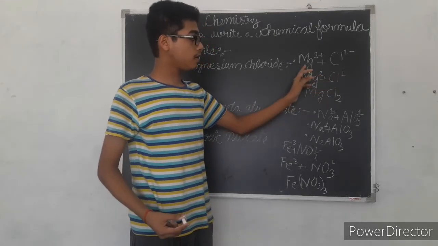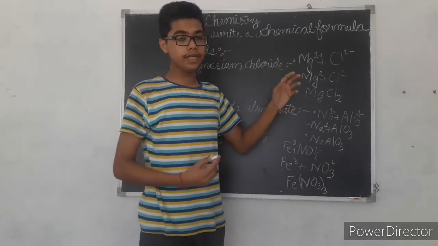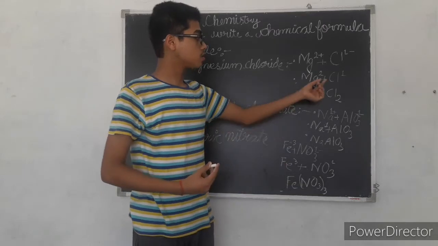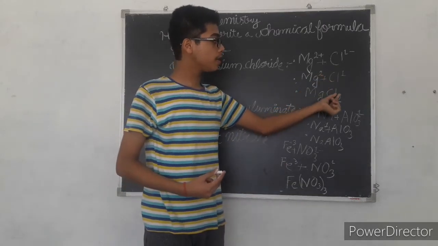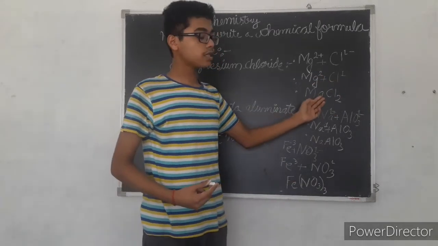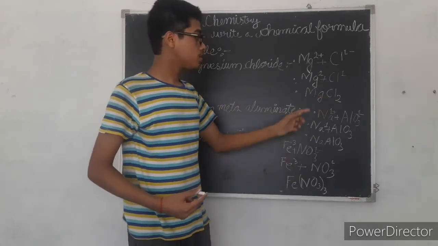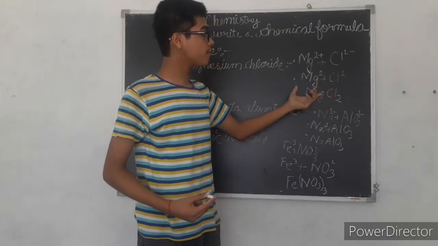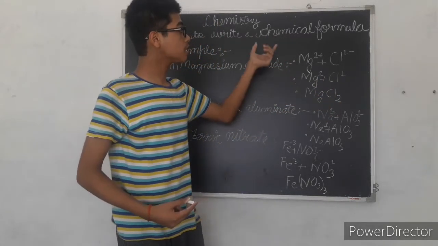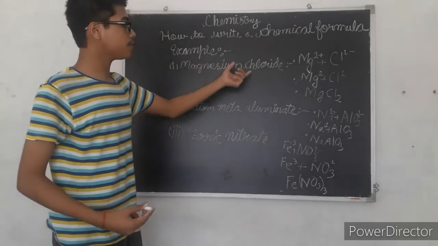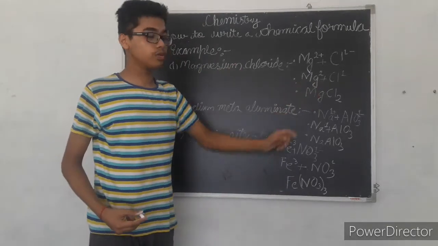Then according to the last step, we will interchange their valencies. So 1 will come here and 2 will come here. It is not necessary to write 1 at the lower right corner. So MgCl2 is the final answer, which means the chemical formula of magnesium chloride is MgCl2.